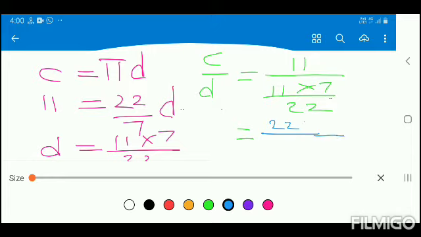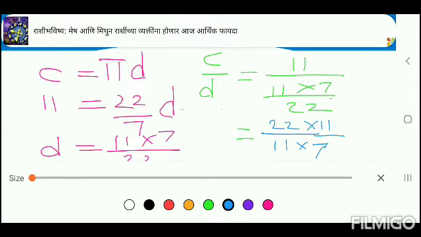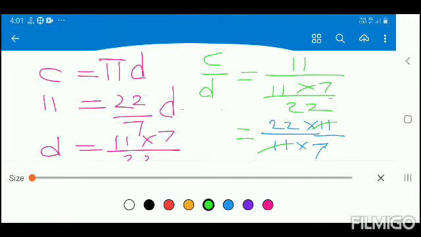Okay, I will write 11 also. Then next step we will see, and this 11 multiplied by 7. Both 11s will cancel with each other. Then the ratio of C upon D is equal to 22 upon 7. It is nothing but the value of pi. Do you understand this? How to verify the ratio of circumference to the diameter of a circle? Approximately it will come 22 upon 7.